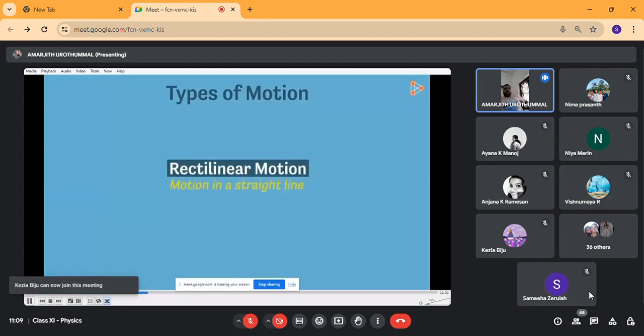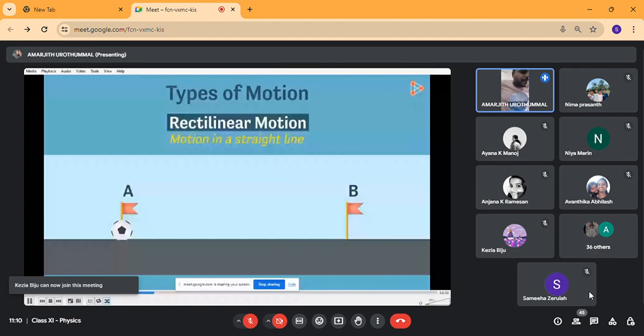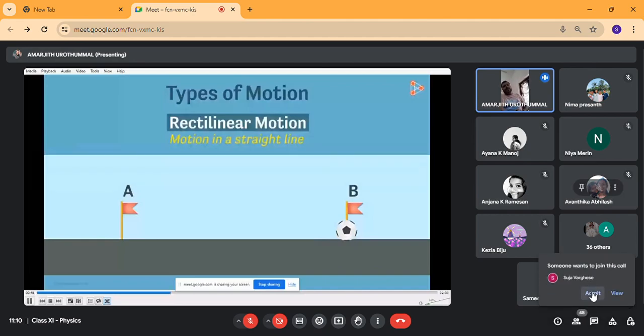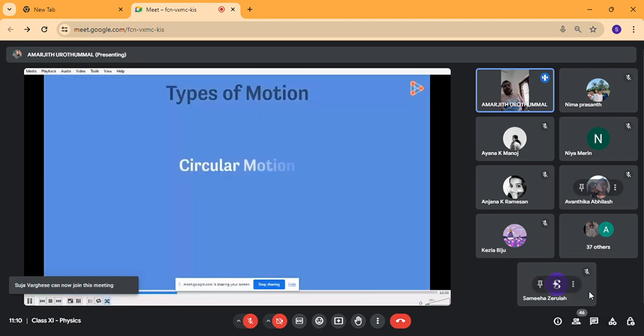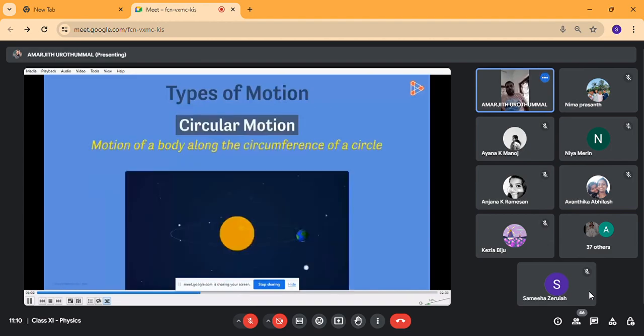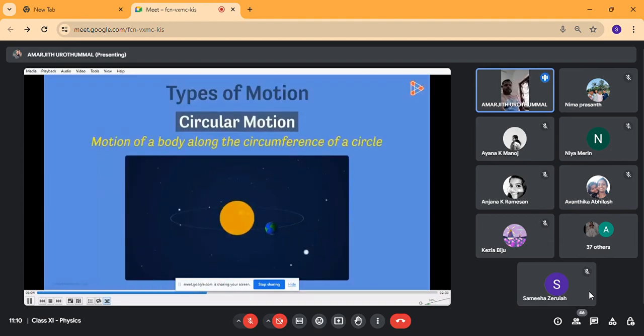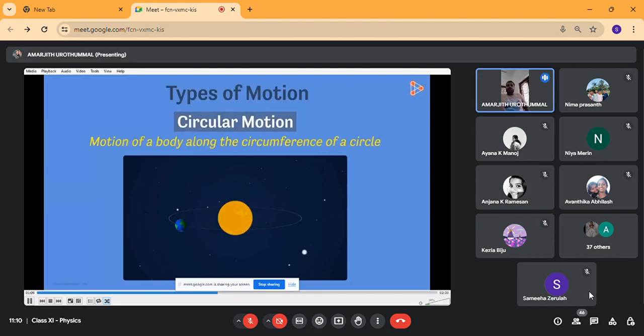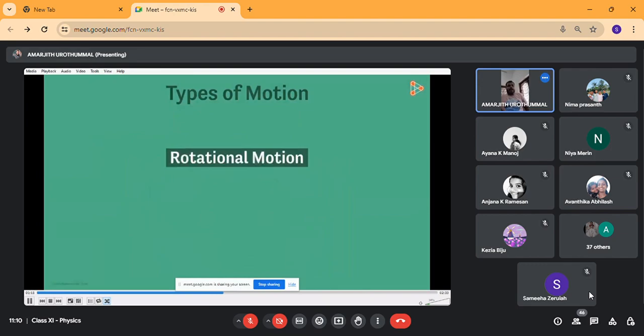A rectilinear motion. What is a rectilinear motion? As you can see here, if the object is moving in a straight line, it is called a rectilinear motion. Another type of motion is circular motion. You are familiar with circular motion. If any object is moving along the circumference of a circle, it can be considered as a circular motion.